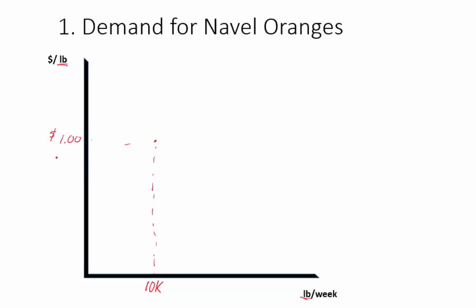Just label that 10K. Then we'll have the price fall to 85 cents per pound. And at that price, the sales go up to 16,000 pounds. Okay, now when we have a segment of our demand curve here, we could kind of draw a demand curve in here. We don't need to, but that's fine.